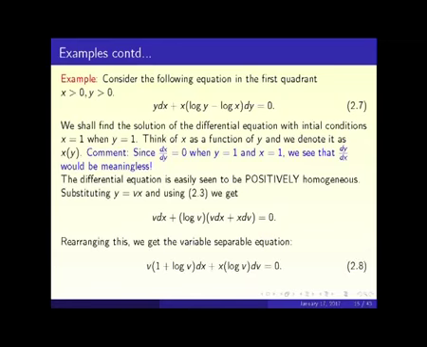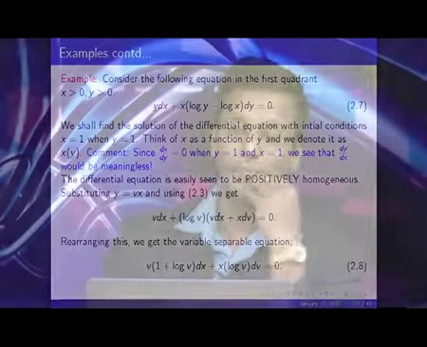So you get a variable separable equation. What is the variable separable equation that you get? That is equation 2.8 that is displayed in the slide. Equation 2.8 is easily seen to be variable separable. Separate the variables, integrate it. When x is 1, y is 1. So what is the value of v? V is also 1.